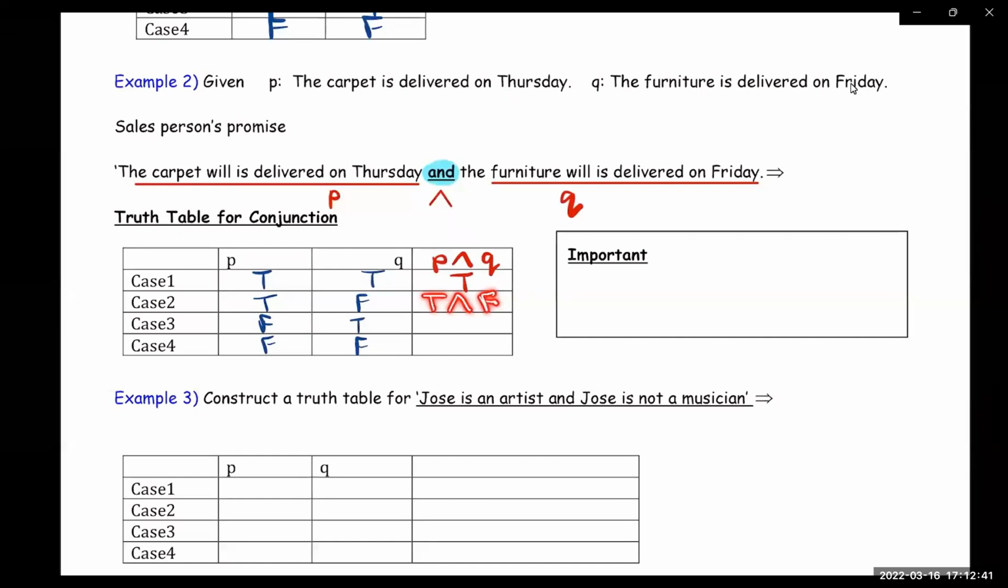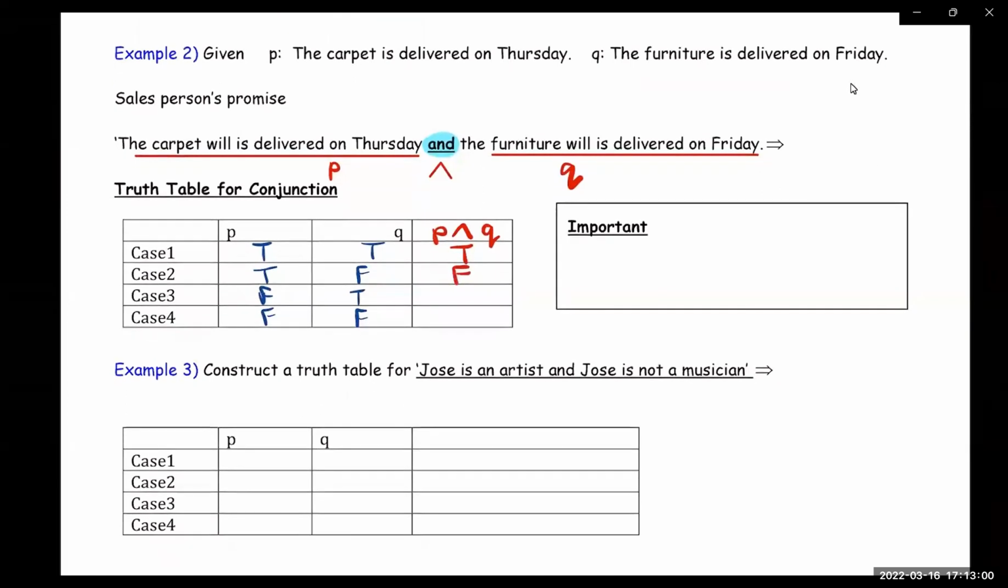It's going to be false overall, because both of the statements have to be true in order for the conjunction to be true. You're right. So overall, true and false means false, because one of them is false, where they both have to be true. Okay. All right, this one would be false and true.